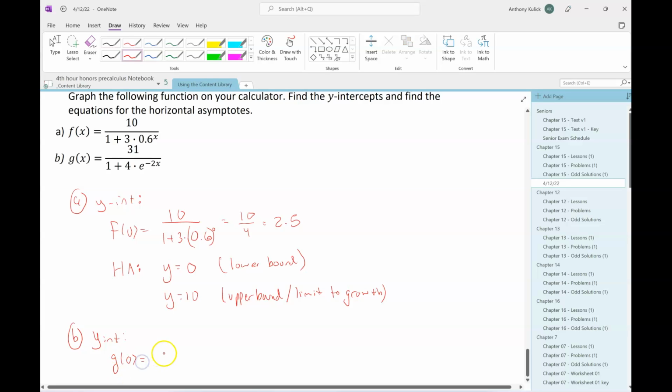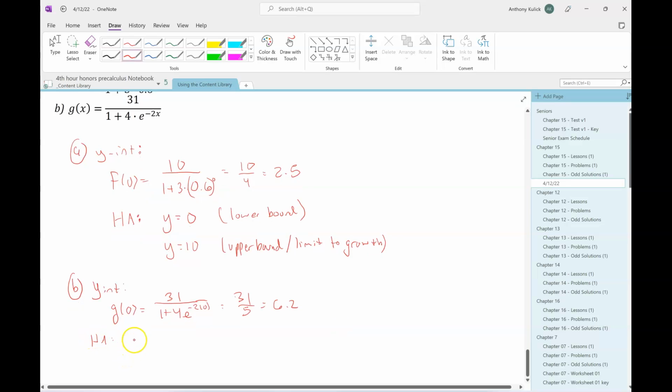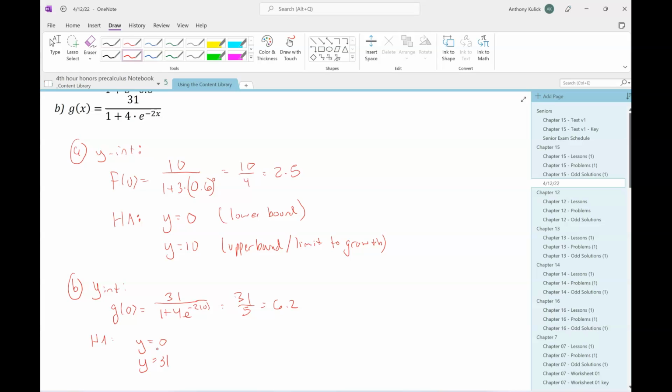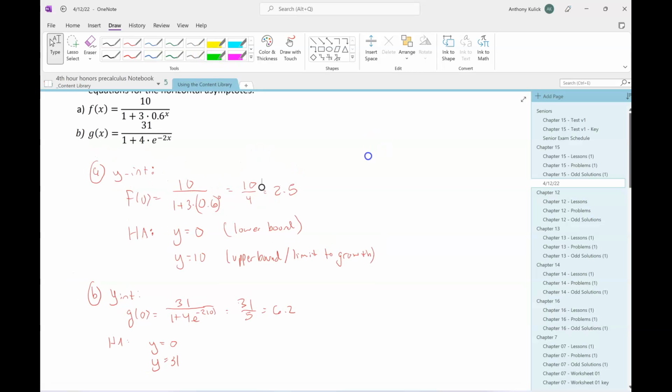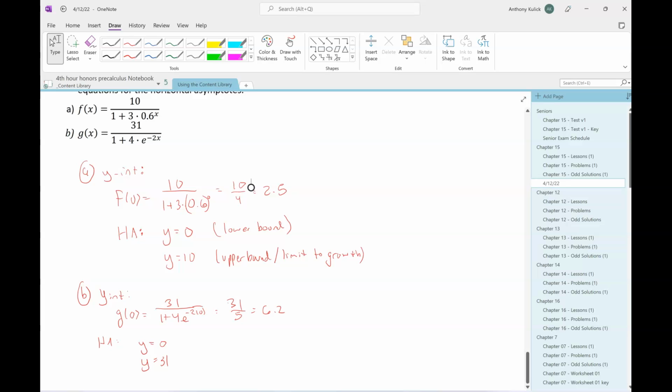And the same idea here on the other one, right? I guess let's do one more thing before we graph these on our calculator. For part A, is that logistic growth or decay? What do we need to look at? The 0.6. Yep, so it is growth.